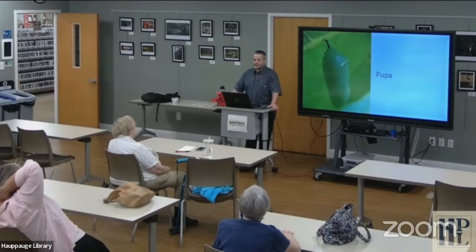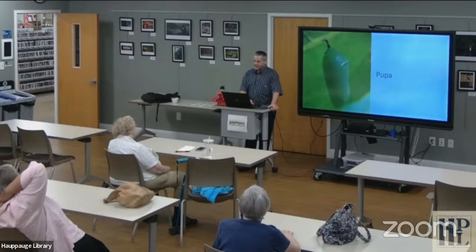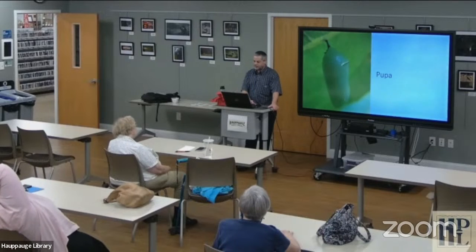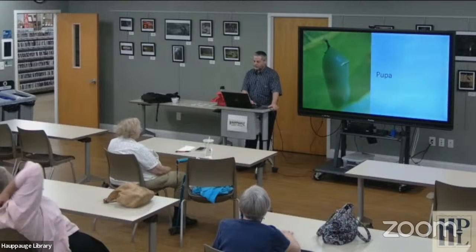It is 2.5, 3 inches long, something like that. Not very big. And the green color provides camouflage, obviously, against the leaves, so it's harder for predators to find them.